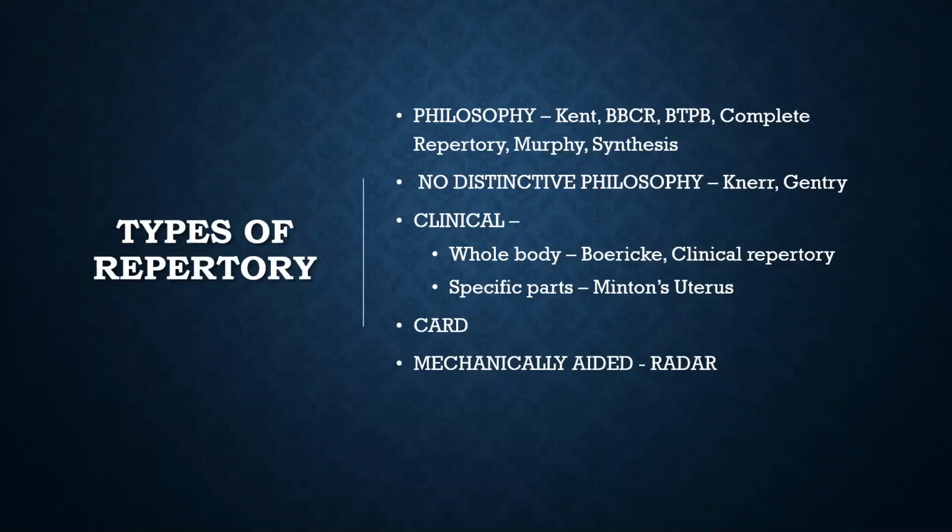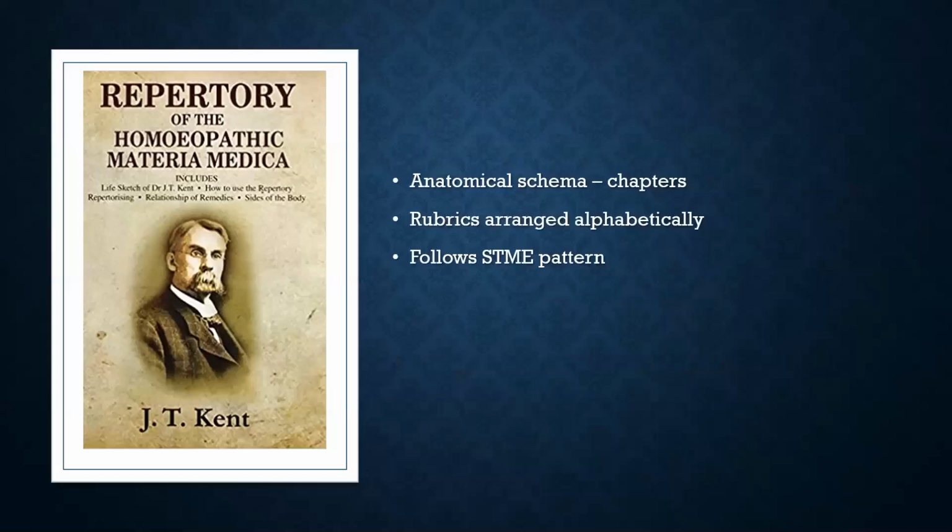Now, for whole body, we have particularly Boericke's Repertory and Clinical Repertory. We have specific parts. What we are going to deal with is Minton's Repertory. We have repertories on special conditions like Bell's diarrhea, Allen's repertory of intermittent fever. Then we have card repertory. Under card repertory, we have Kishore's Card Repertory. And then the mechanically aided ones, which are very well used. Radar is used, and Hompath, which is used every time. Okay, these are the types of repertory.